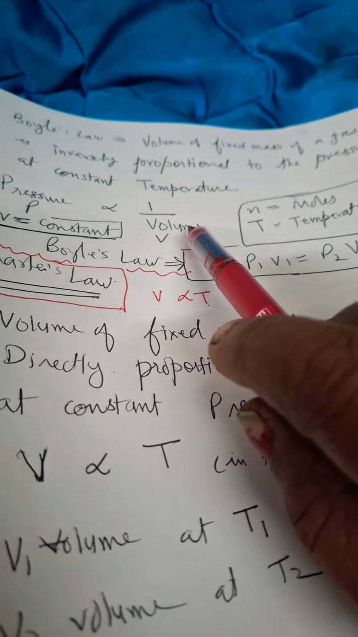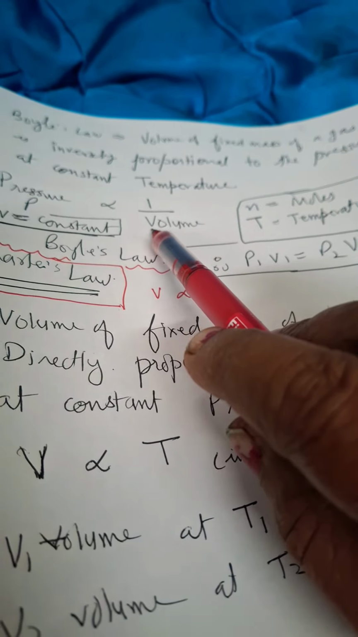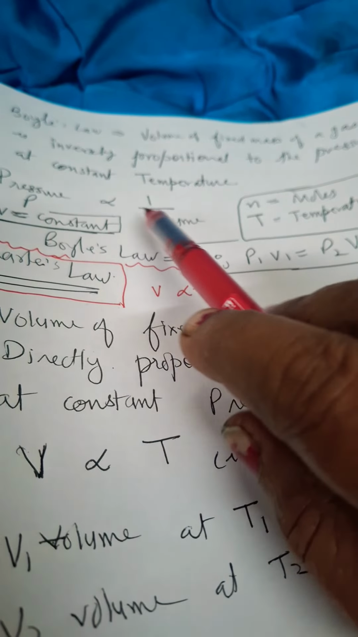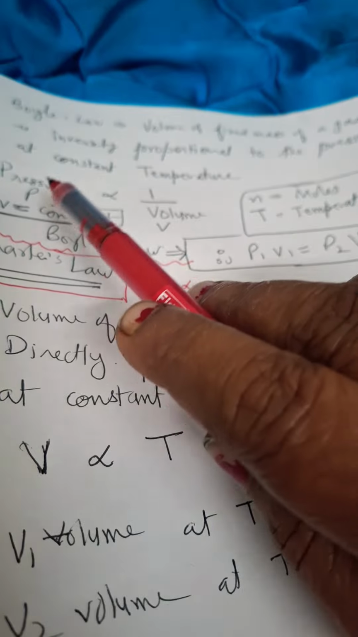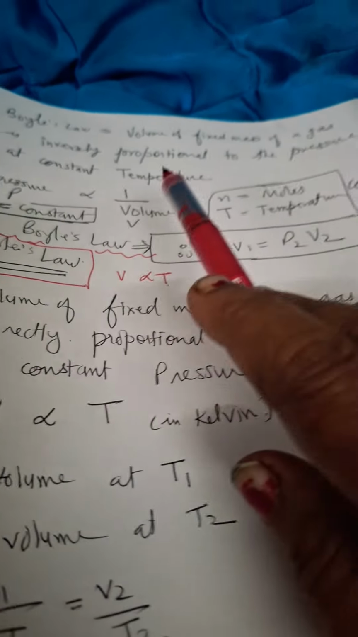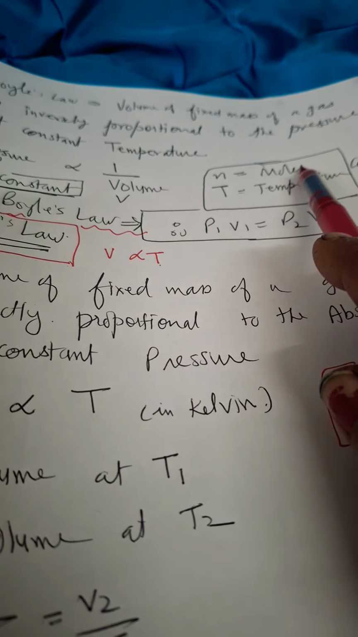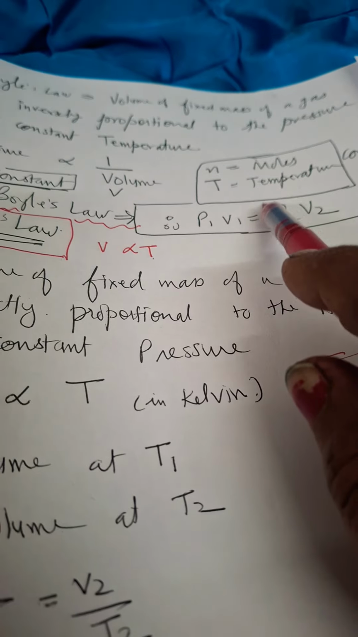If we increase the volume, pressure will decrease. If we decrease the volume, pressure will increase, inversely related. If pressure is increased, volume decreases, right? If pressure is decreased, volume increases. So in this way, when n is the number of moles and T is temperature, they are constant.